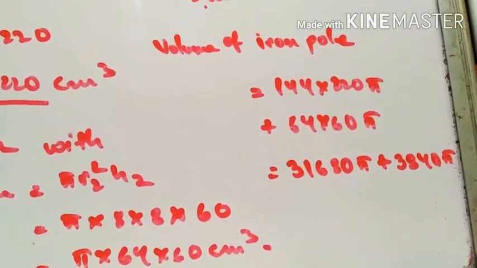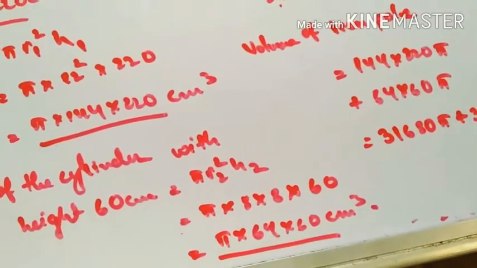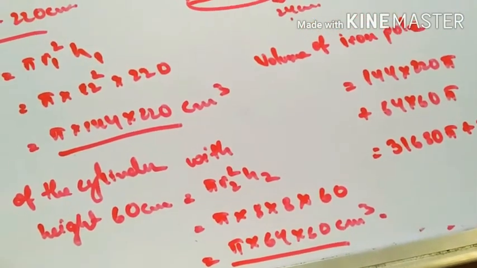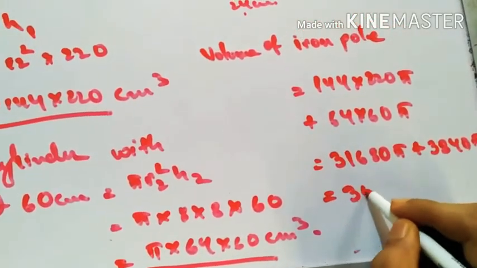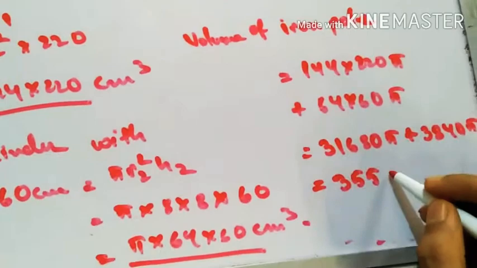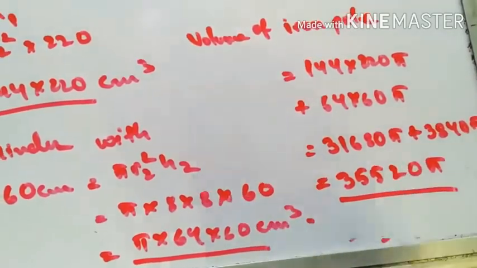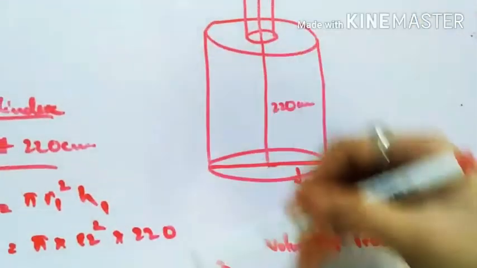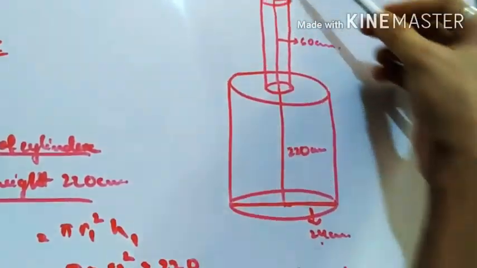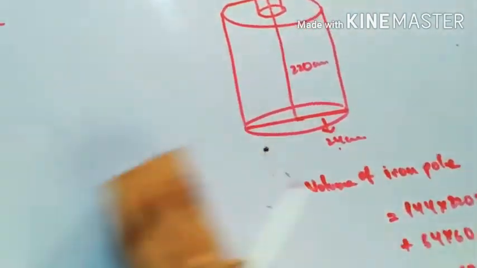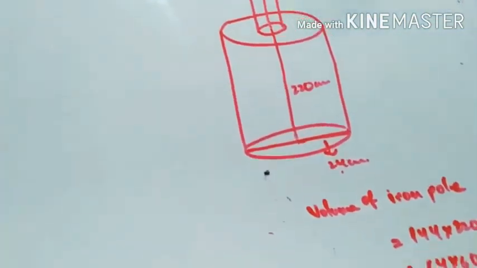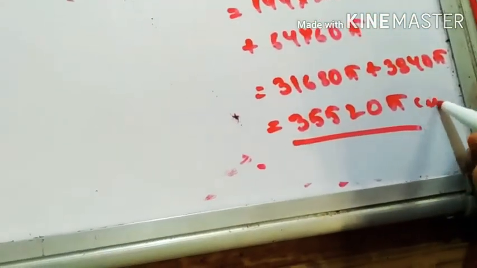So 31680 plus 3840, I will get 35520 pi. Okay, 35520 pi. This is the volume of this iron pole, in centimeter cube. Okay, the volume of this iron pole I got.